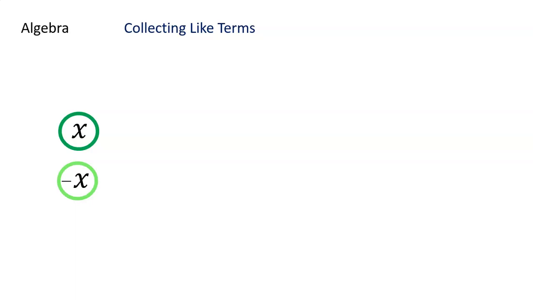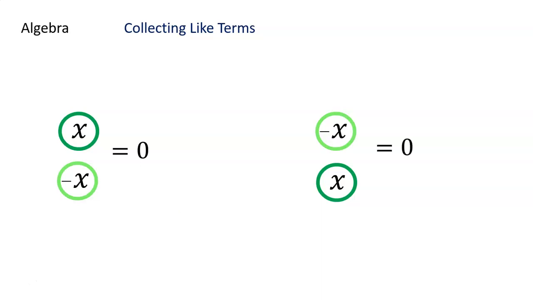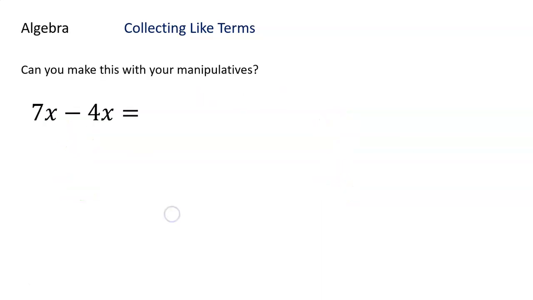Here we have a positive x and a negative x, which sum to make 0. So this is also a zero pair. It also works the other way round. Negative x add positive x together sum to 0, and so this is also a zero pair.